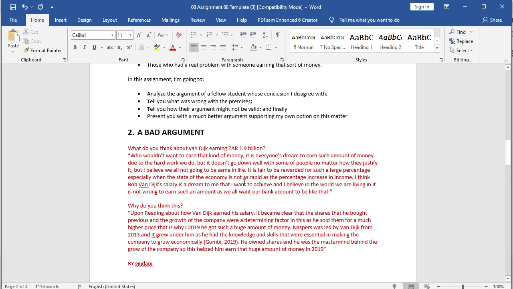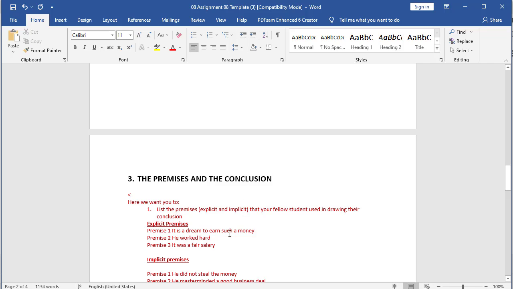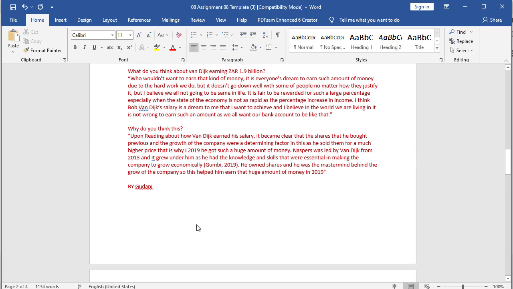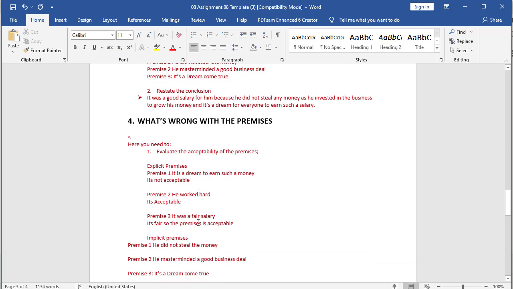A bad argument is the opposite of what you said on assignment number 2, which means that if you said the payment was good, you are going to paste the opposite here, that the payment was not good. It's a bad argument. You are going to list the premises from this bad argument, and then you are going to give a conclusion. Make sure that your conclusion is a little bit longer, not more than 2 lines actually, because here I'm just trying to save time. I'm just trying to explain the assignment.